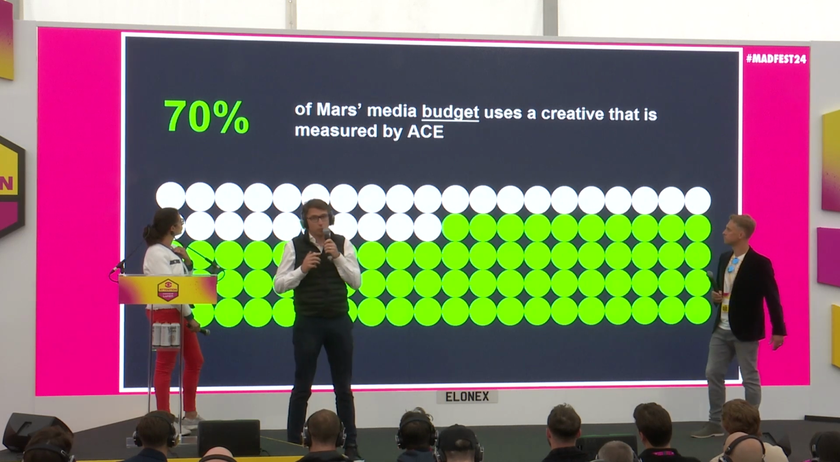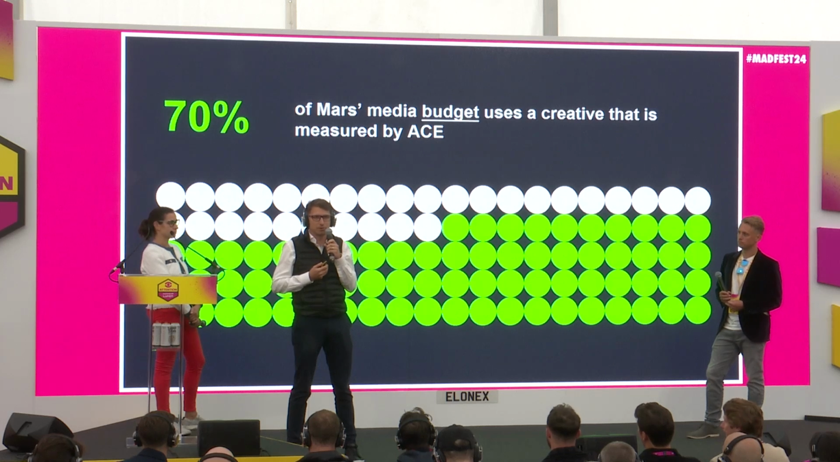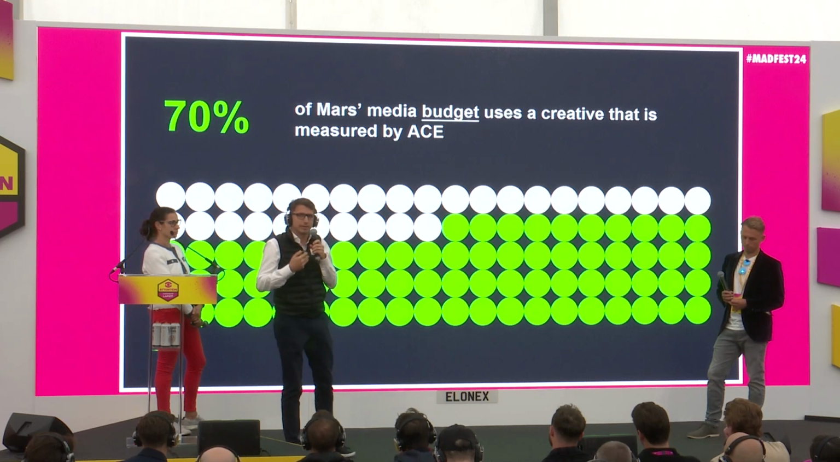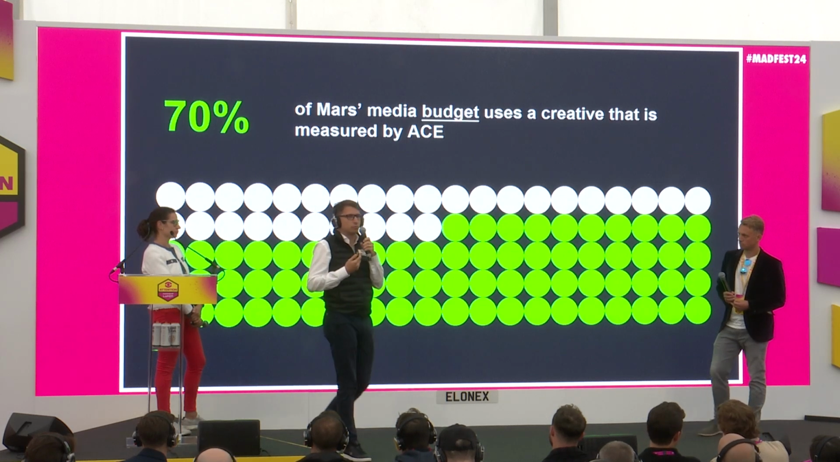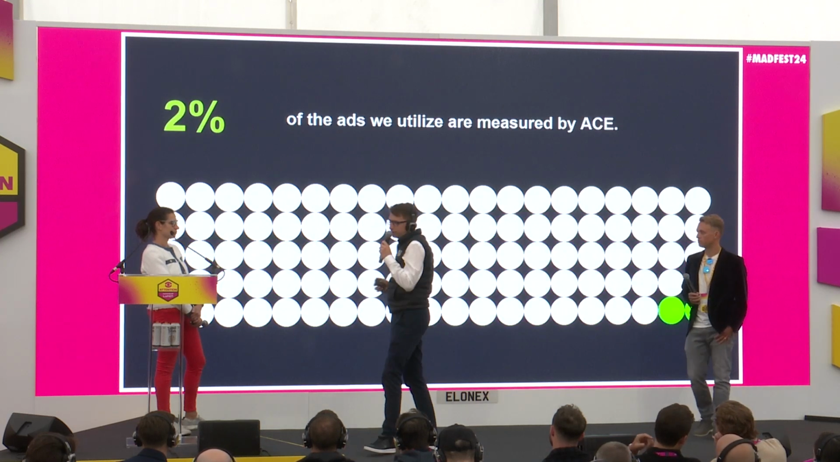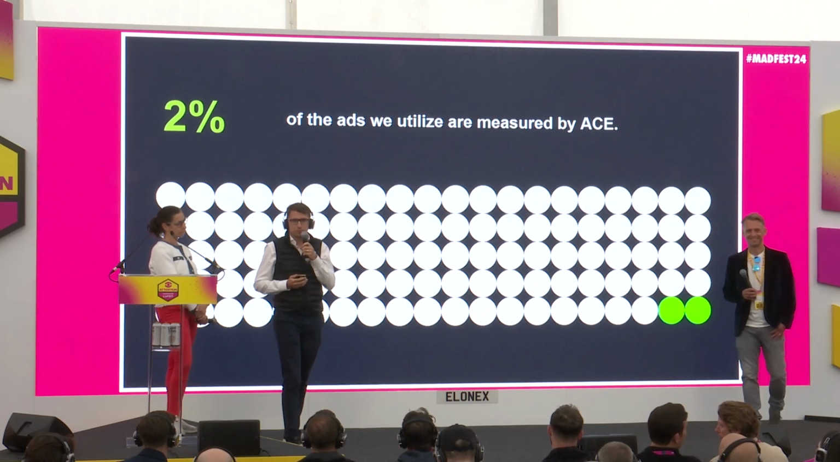So we are very happy with the solution. We cover 70% of our investment. So 70% of the dollars that we put on media are measured through our ACE tool. It's the most important content. It's the TV ad. It's the main YouTube ad. However, if you can see here, it's only 2% of the ads that we produce.